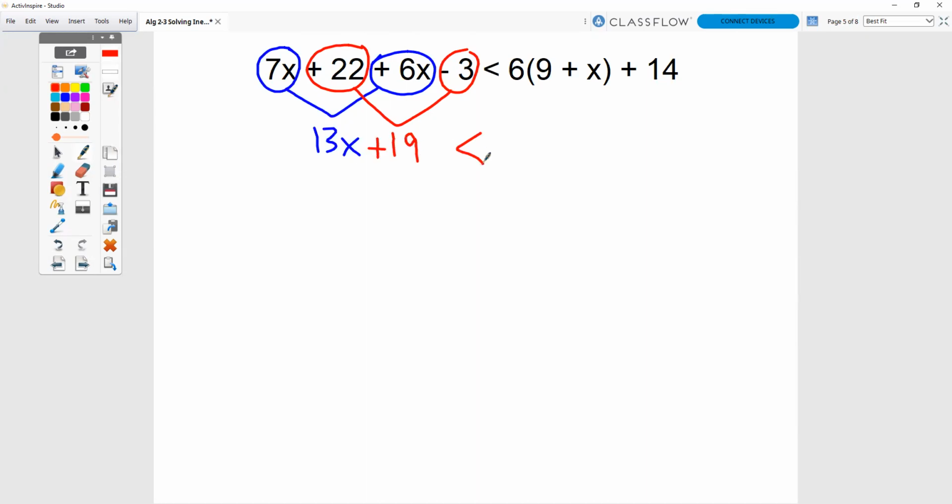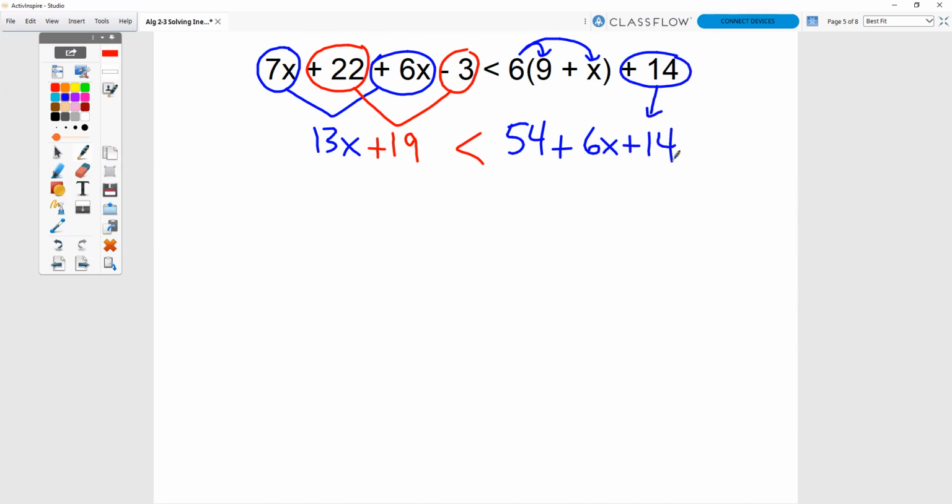Then I have my inequality symbol. On the right-hand side, I can do the distributive property. We need to get rid of the parentheses first. Always get rid of the parentheses. 6 times 9 is 54. 6 times x is 6x. And then I'm just going to bring down this plus 14 here.